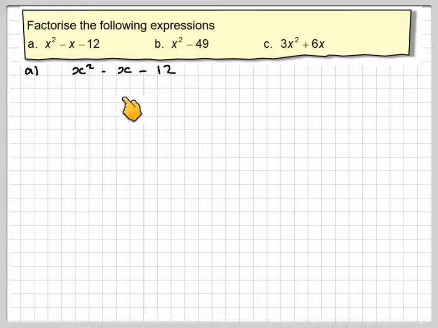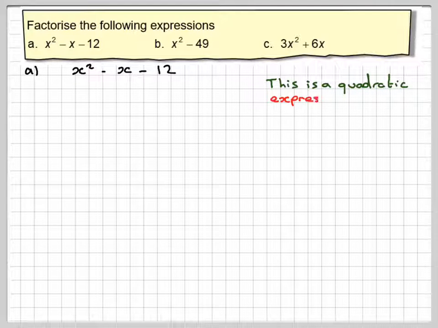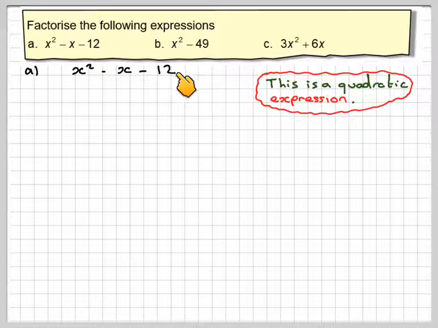So if we write out x squared minus x minus 12. What we've got to realise is that this is not a quadratic equation but a quadratic expression. It isn't equal to anything. So all we're going to do is actually factorise it. There won't be any numerical answer here.